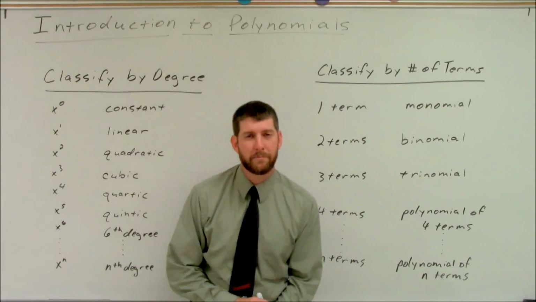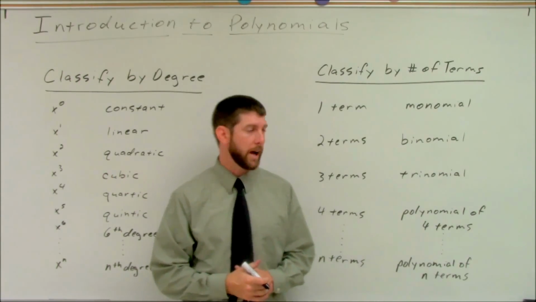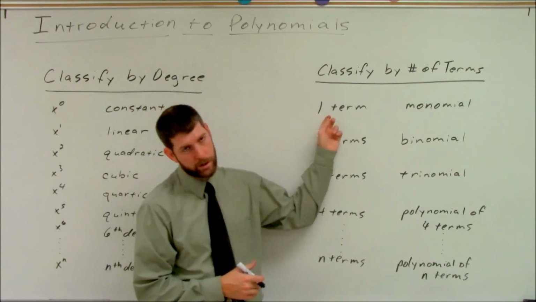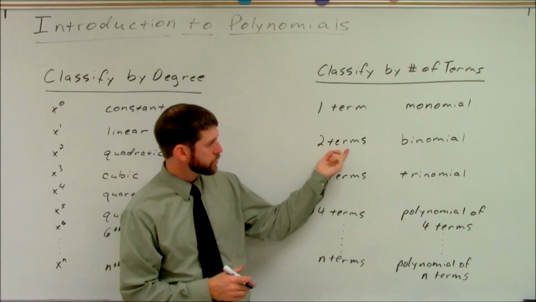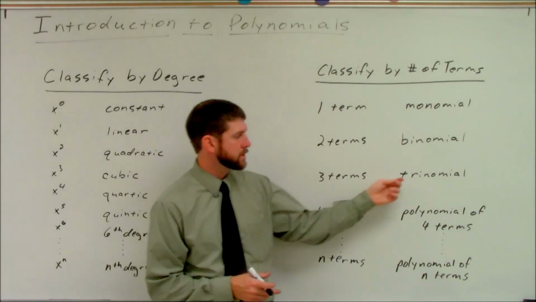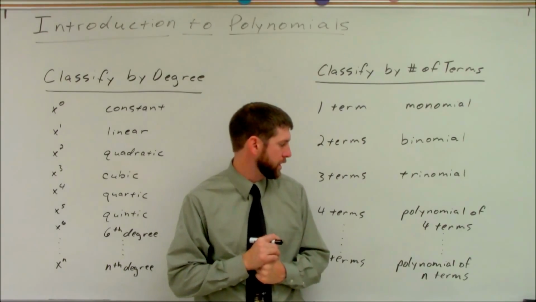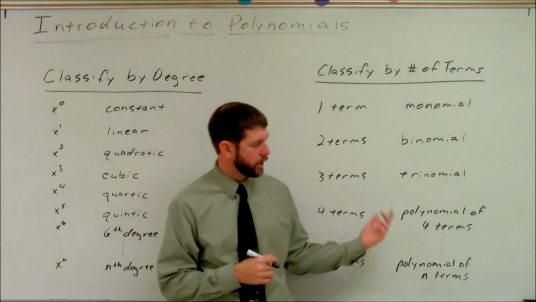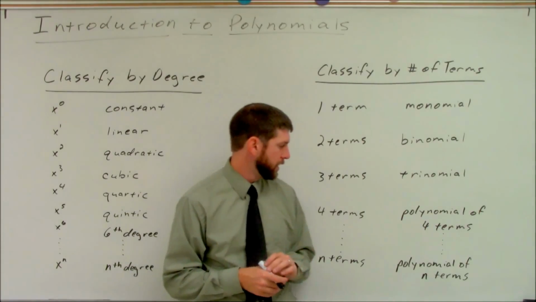If we're classifying by terms, that's how many different monomials are we adding together. If there's only one term, it's a monomial. Remember we talked about that, mono meaning one. 2 terms is a binomial, bi meaning 2. 3 terms is a trinomial, tri means 3. So you're familiar with those because we've been using them. 4 terms, we don't have a special name for, so we would just call it a polynomial of 4 terms.